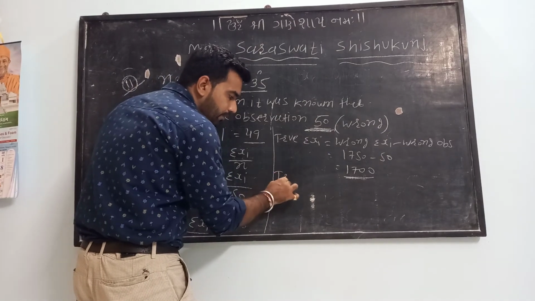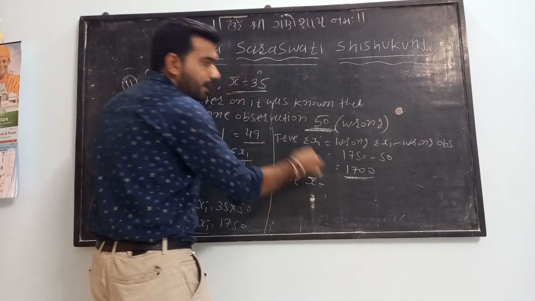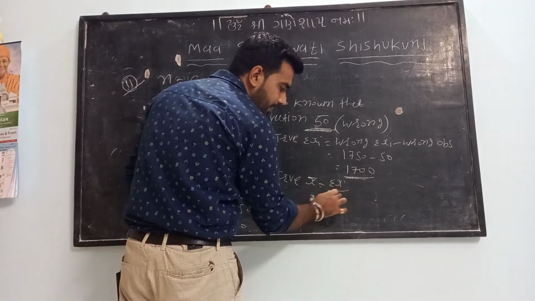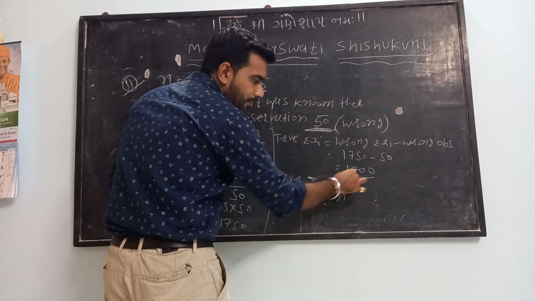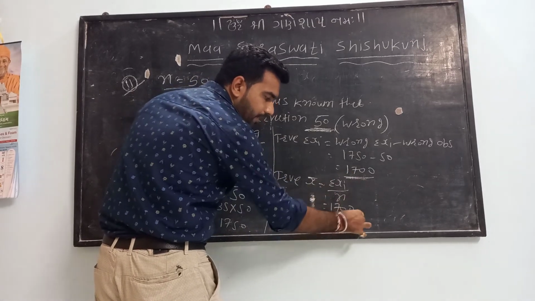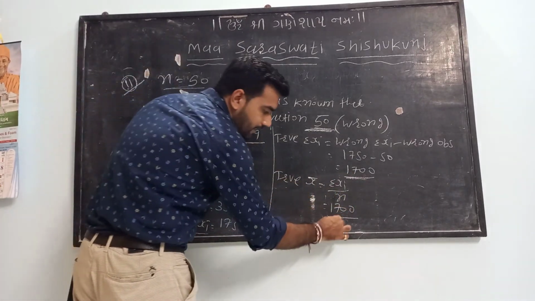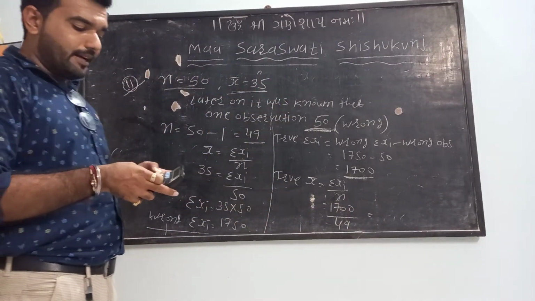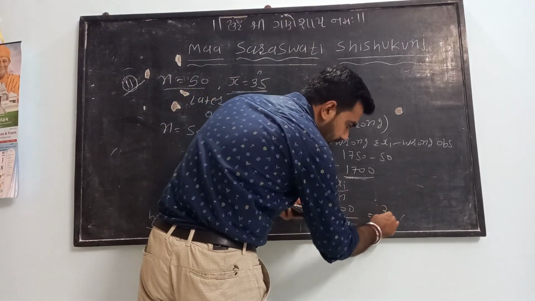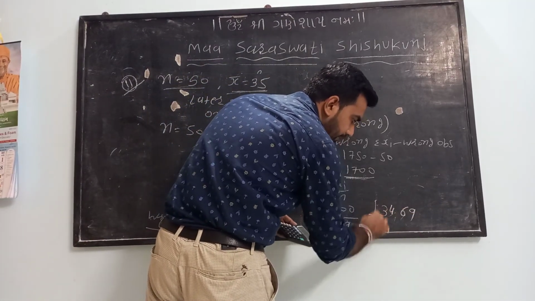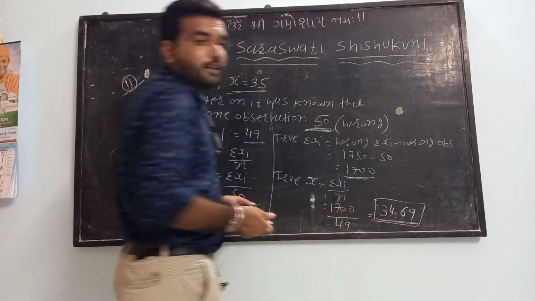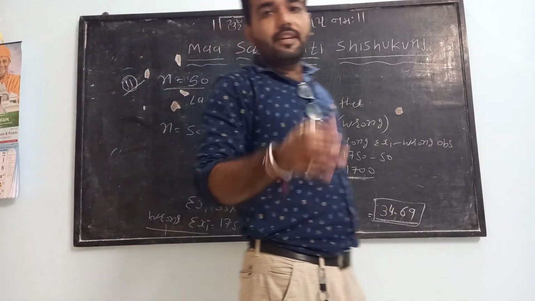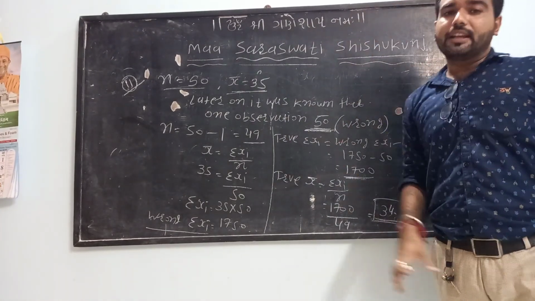Now we have to find the true x bar for the remaining 49 observations. The x bar formula is the same, sigma xi upon n. So x bar is equal to 1700 upon n, and n is 49. So 1700 divided by 49 is 34.69. So the mean of the remaining observations is 34.69. So we have completed example number 11.